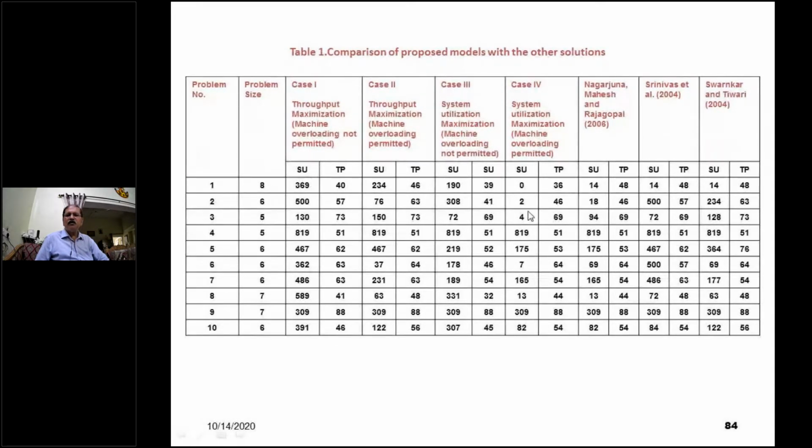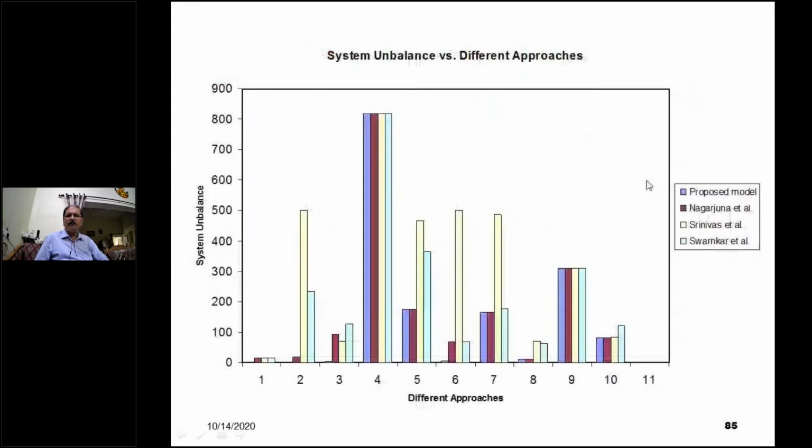So we are getting some comparable results using the swarm optimization. Nagarjuna, Mahesh and Rajgopal used a heuristic method. Srinivas et al. have used another heuristic, and Sonakar and Tiwari have used a genetic algorithm. We have compared the results of the swarm optimization with the existing results, and we found that superior results can be found.